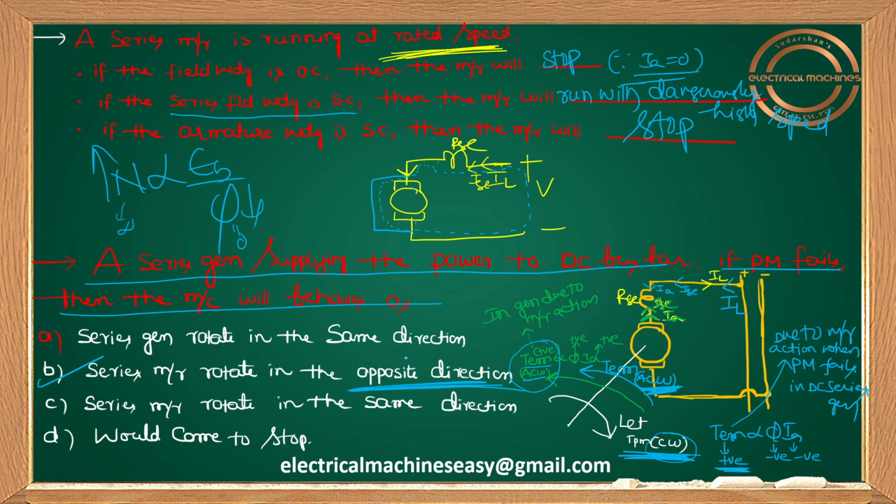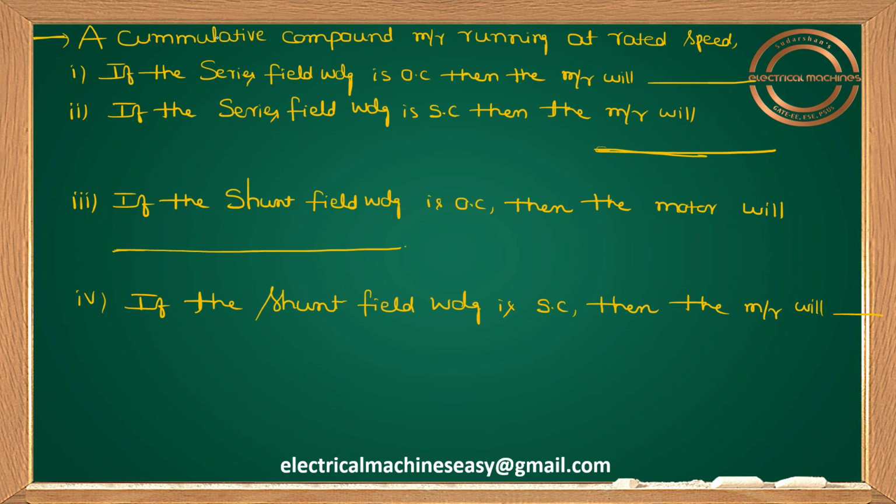Now let us see a question regarding the cumulative compound motor. A cumulative compound motor may be long shunt or short shunt. Let me take an example: let me take short shunt. It's your wish, you can take any one. I have taken short shunt here. Short shunt means your field winding will be like this.